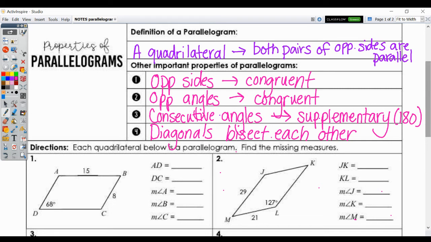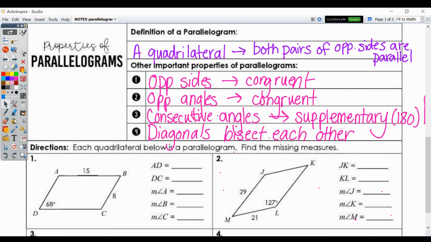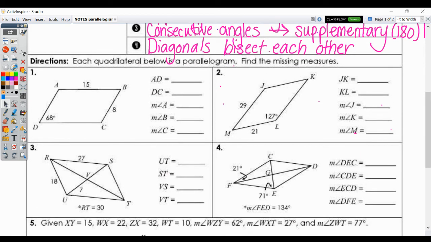Okay, so let's do some problems together. Okay, here we go. So let's look at number 1. The very first question that they're asking me in number 1 is what's AD? AD is right here. I know opposite sides are congruent. So if I want to know AD, all I gotta do is look over here at BC, and it's telling me BC is 8. So AD must be 8 also.